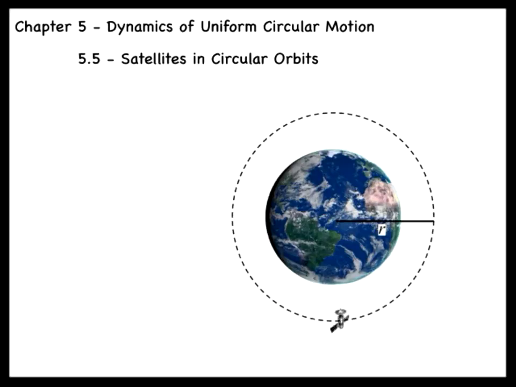up above the Earth's atmosphere and gives it enough speed so that as it falls toward the Earth due to the gravitational force, the Earth's surface curves away beneath it by exactly the same amount. Therefore, the satellite is always located the same distance above the surface.